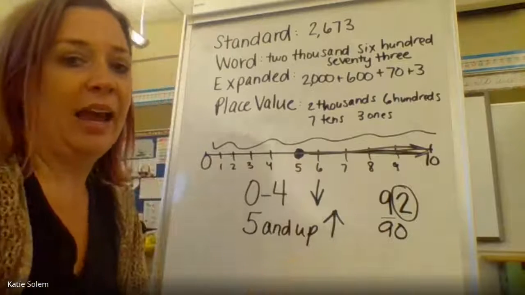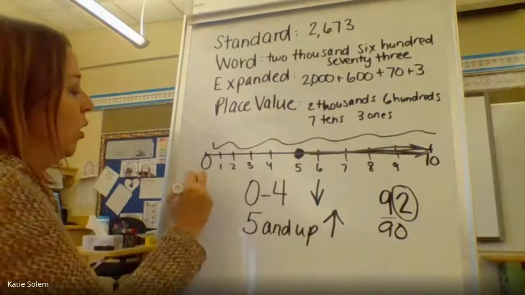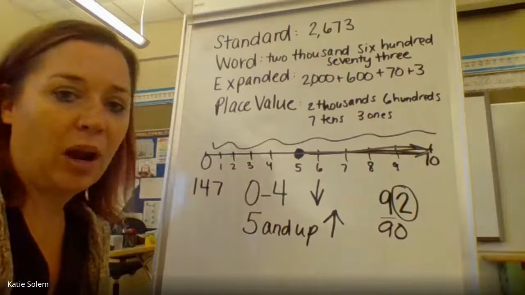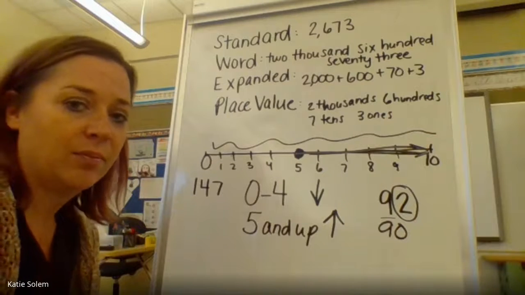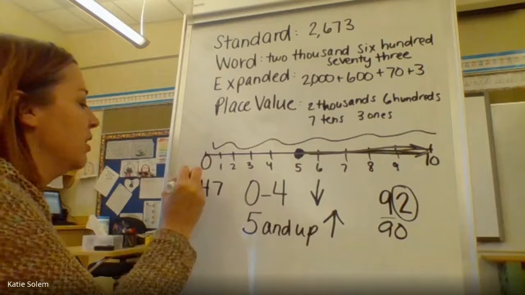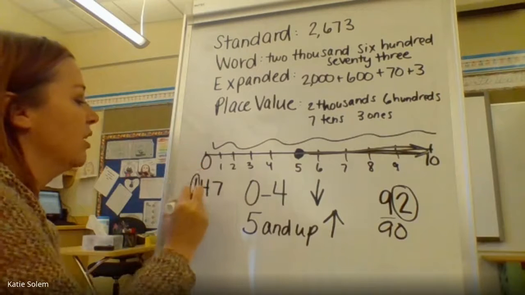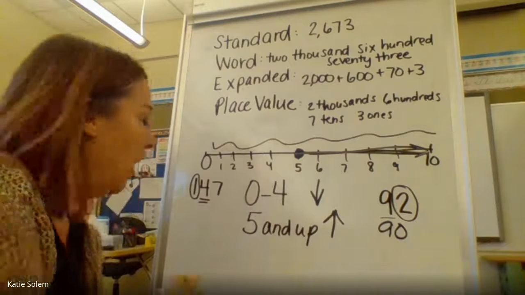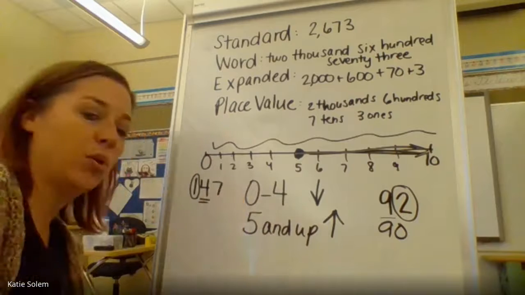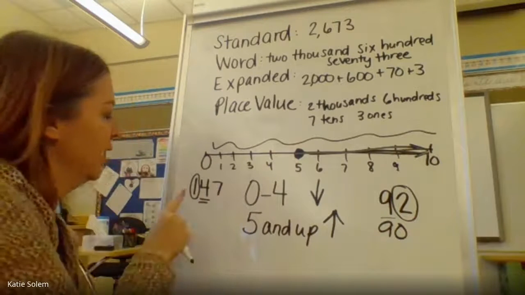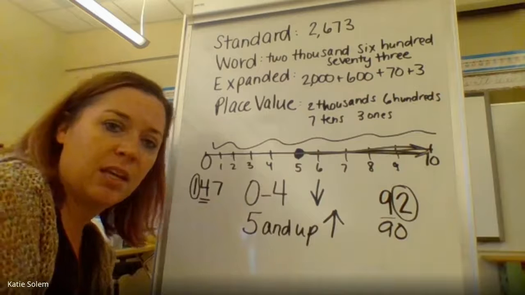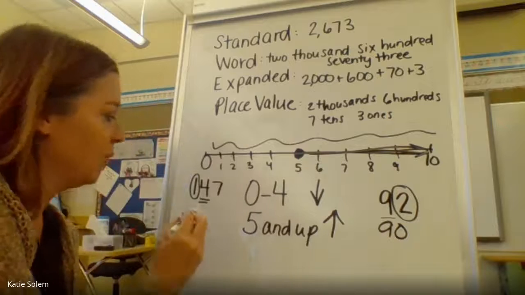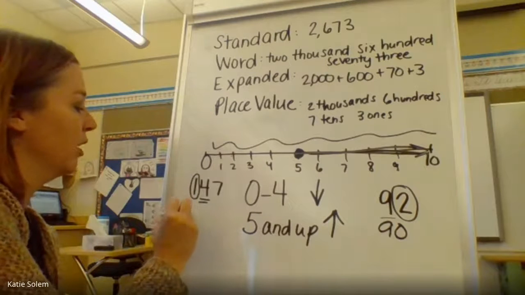What if I had the number 147 and I wanted to round to the nearest 100? Well, if I'm rounding to the nearest 100, I need to go right next door to the tens place to see if I should round up to 200 or down to 100. What do you think? If there's a 4 in the tens place, do you think I round up or down? You're right. I round it down to 100.